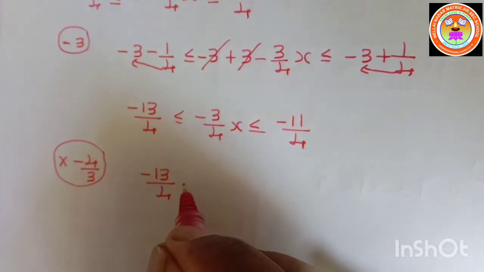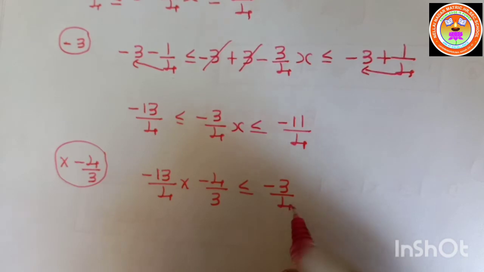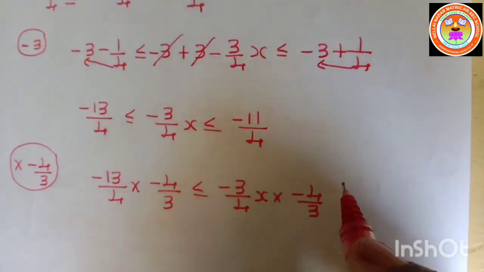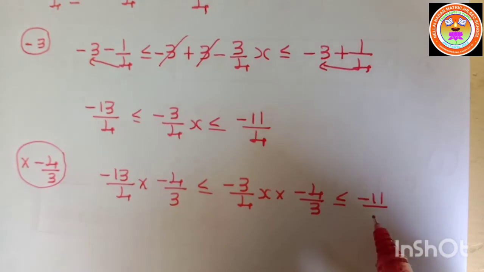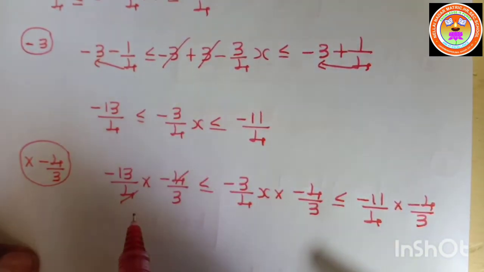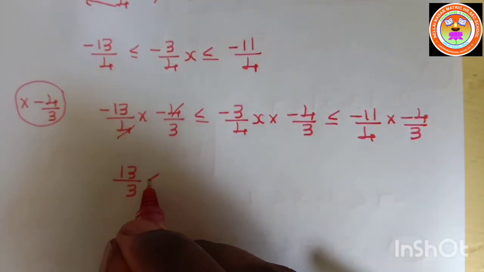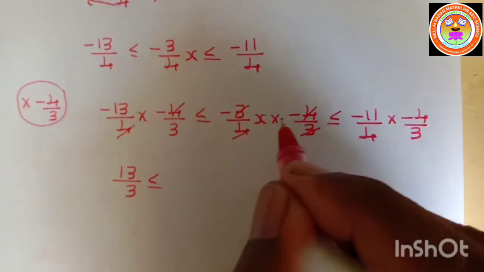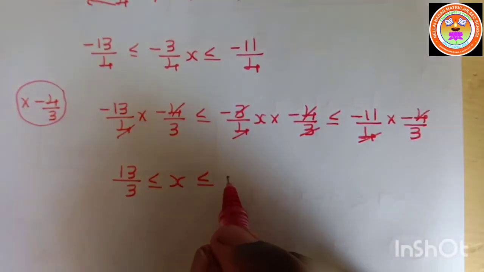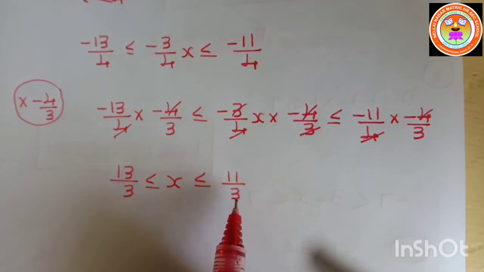-13 by 4 into -4 by 3 less than or equal to -3 by 4x into -4 by 3 less than or equal to -11 by 4 into -4 by 3. 4 4 cancel, minus into minus plus, 13 by 3 less than or equal to x less than or equal to 11 by 3. Comparing, 13 by 3 is the greater term.